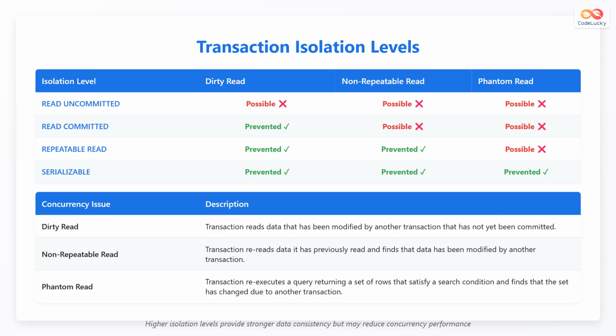Read uncommitted is the lowest level of isolation, where dirty reads, non-repeatable reads, and phantom reads are all possible. Read committed prevents dirty reads, but still allows non-repeatable reads and phantom reads. Repeatable read prevents dirty reads and non-repeatable reads, but still allows phantom reads. Serializable is the highest level of isolation, preventing dirty reads, non-repeatable reads, and phantom reads.